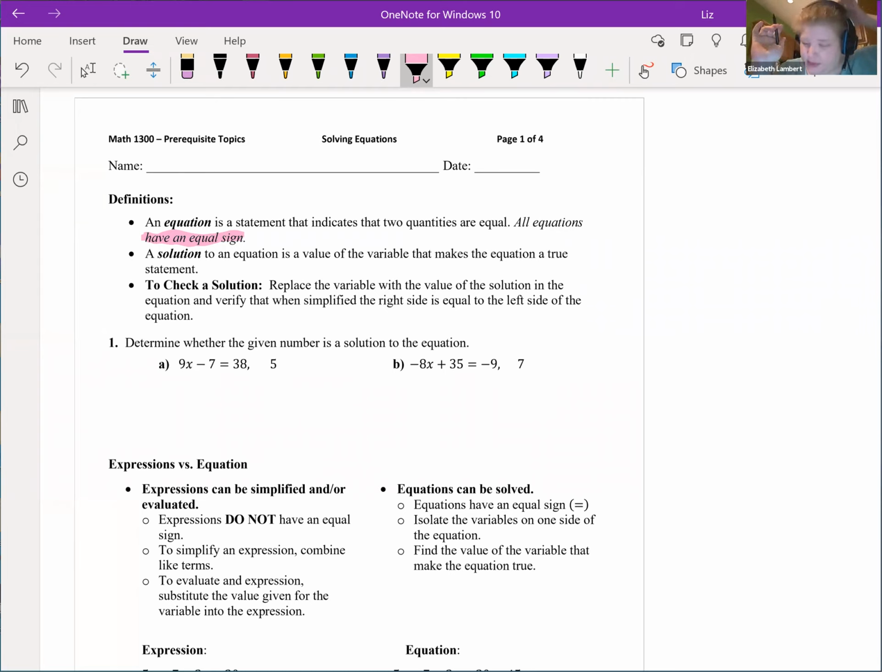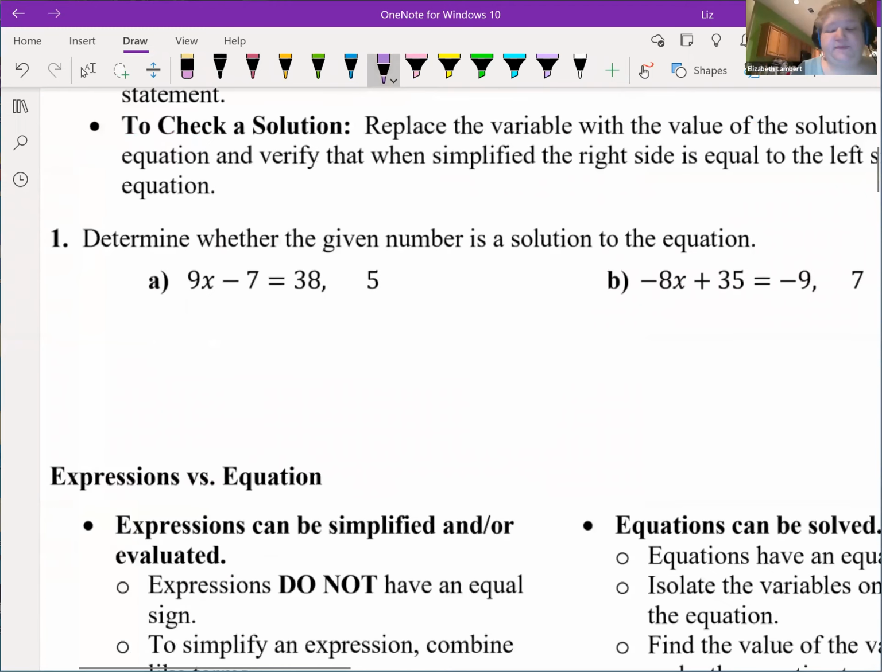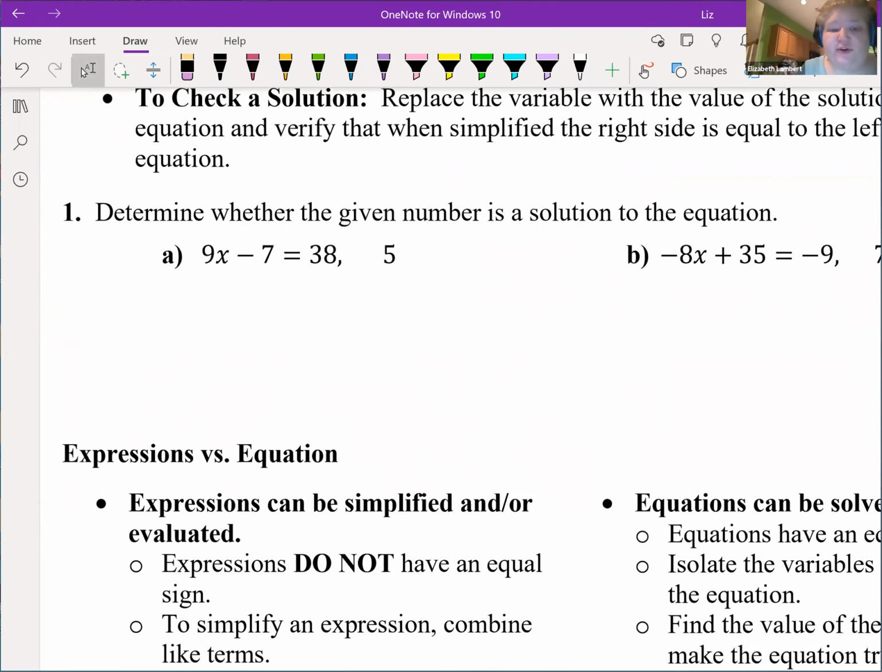All right, so on the homework, you'll probably have one or two of these, hopefully only one or two. Determine whether the given number is a solution to the equation. They give us the equation 9x minus 7 equals 38, and then a comma and 5. So what they are asking is, is x equal to 5? Is 5 a solution for this particular equation?